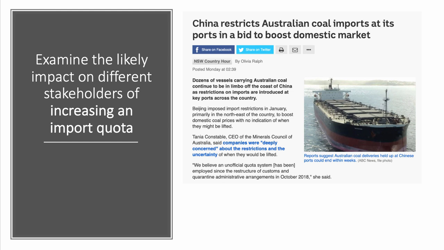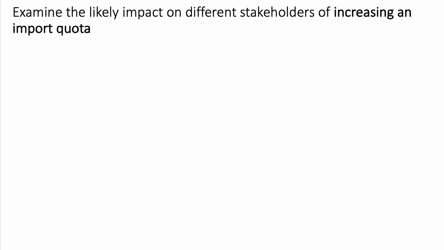Just in the news again the last few days, Australia has had some of its exports of coal blocked in China as the Chinese authorities try to increase the domestic price of coal to support their coal mines. Here is the question: examine the likely impact on different stakeholders of increasing an import quota.